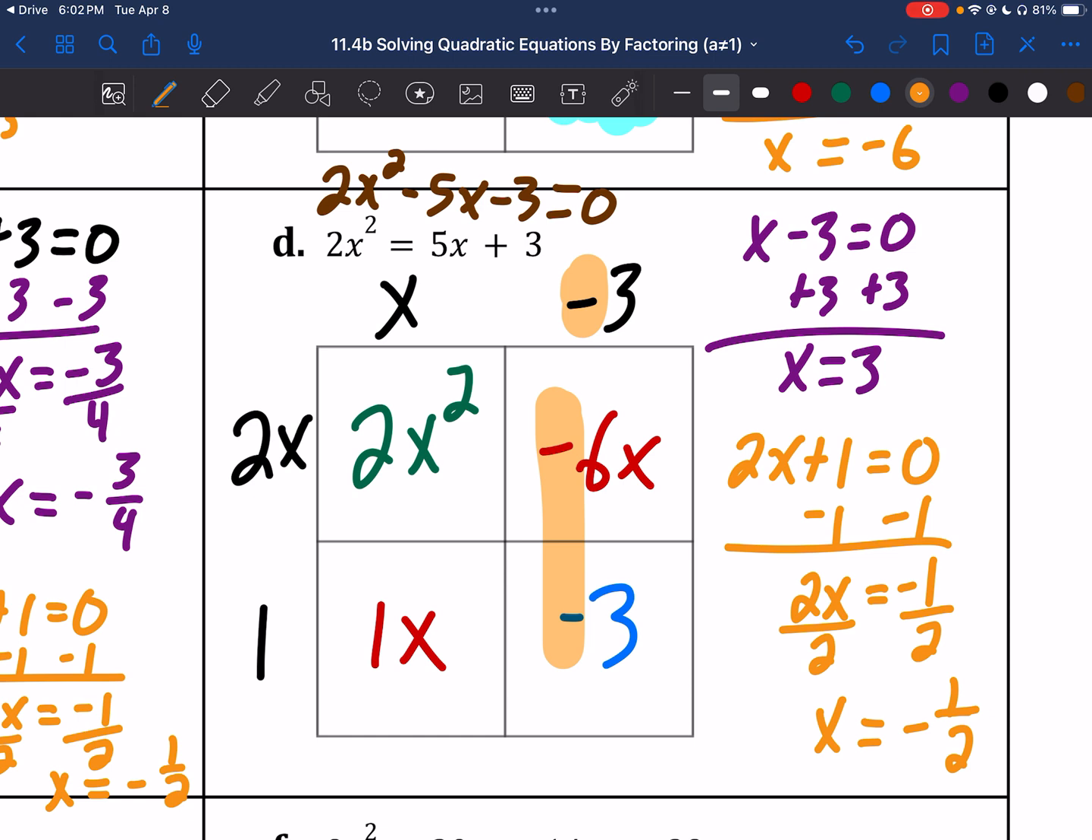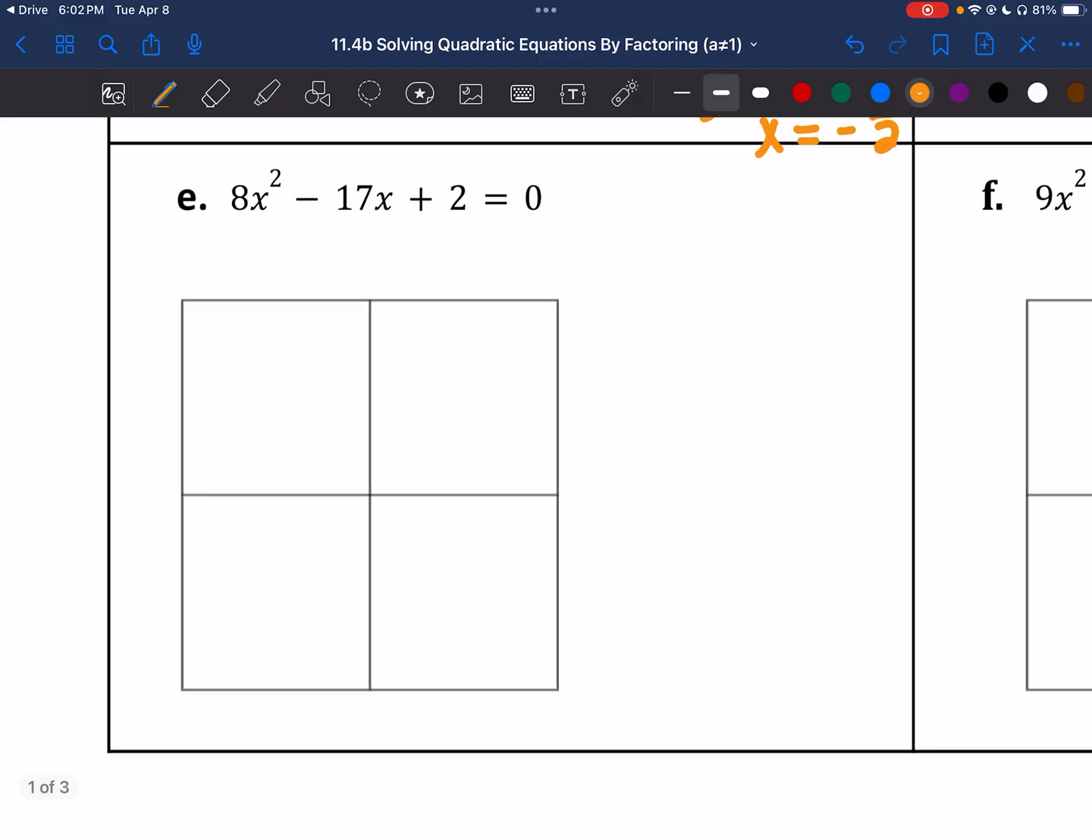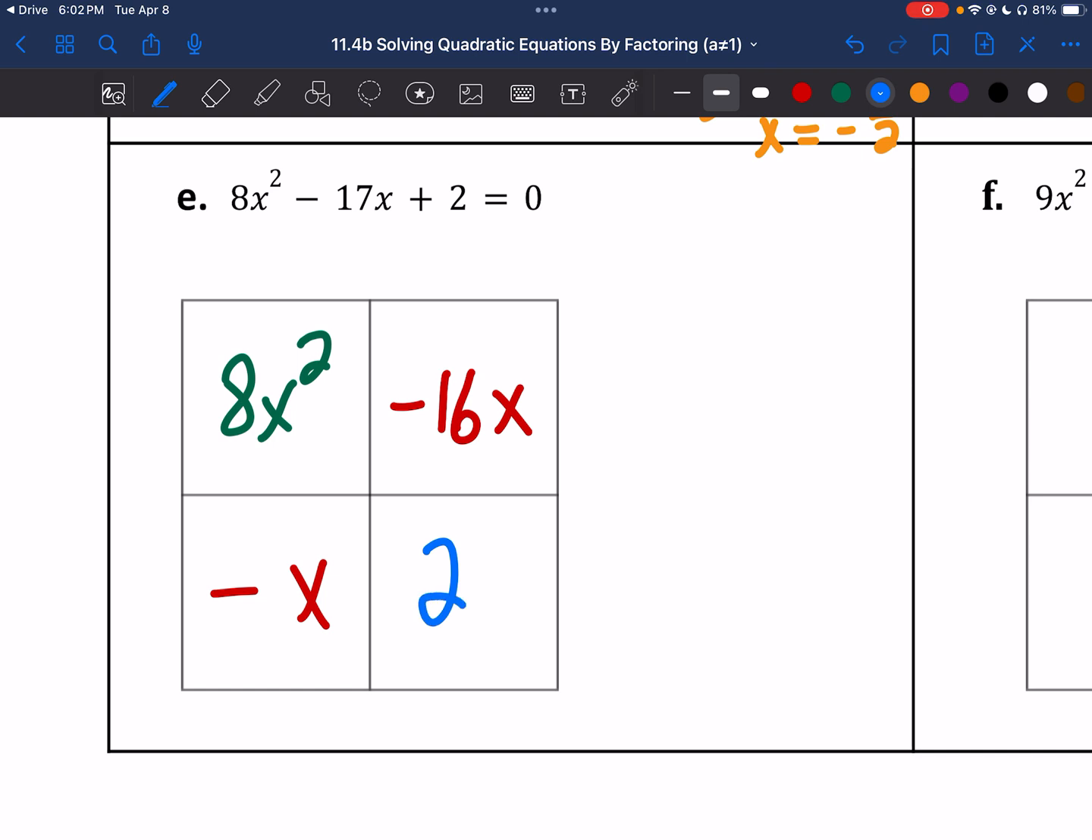Okay. Now, let's go to letter E. Notice we're doing a lot of examples for us to get some practice here. We're looking for factors of negative 16 that add up to negative 17. Sorry, factors of positive 16 that add up to negative 17. So that would be minus 16 and minus 1. All right, and we've got 8x squared there. We've got 2 right there. So we know where we're getting each of these pieces from.